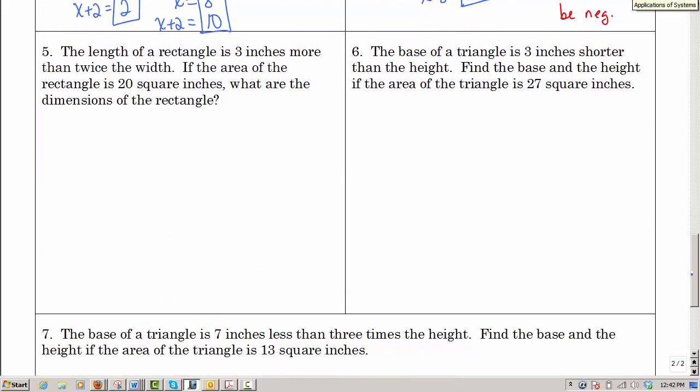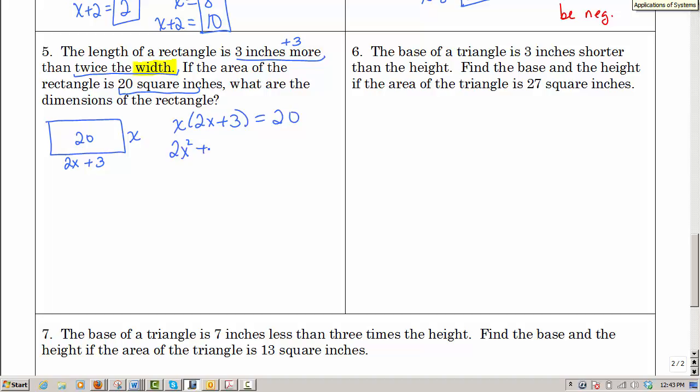Let's do another rectangle problem. So the length of a rectangle is 3 inches more than twice the width. So again, I'm going to let whatever's mentioned last in my sentence be x. The length is 3 inches more, so I'm going to add 3 to twice the width. Remember, that's 2 times. That's twice the width. The area is 20 square inches.